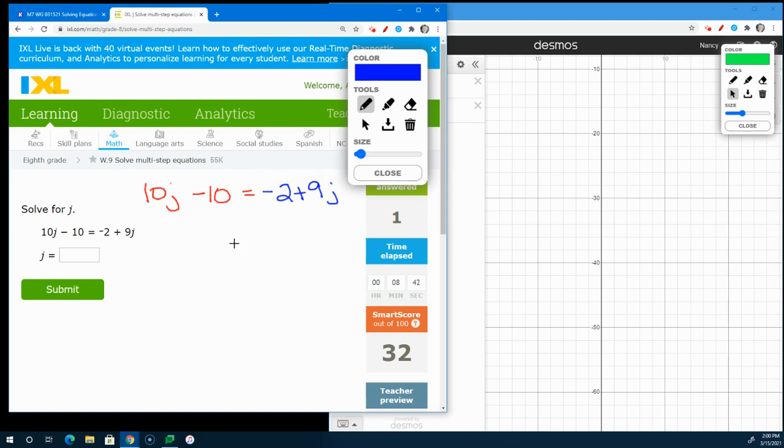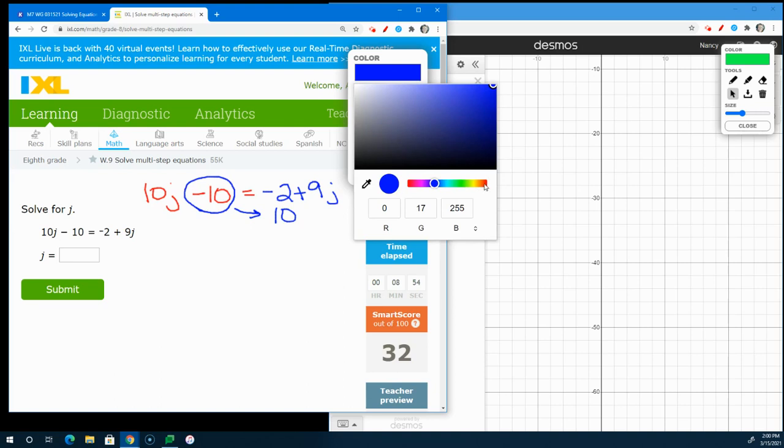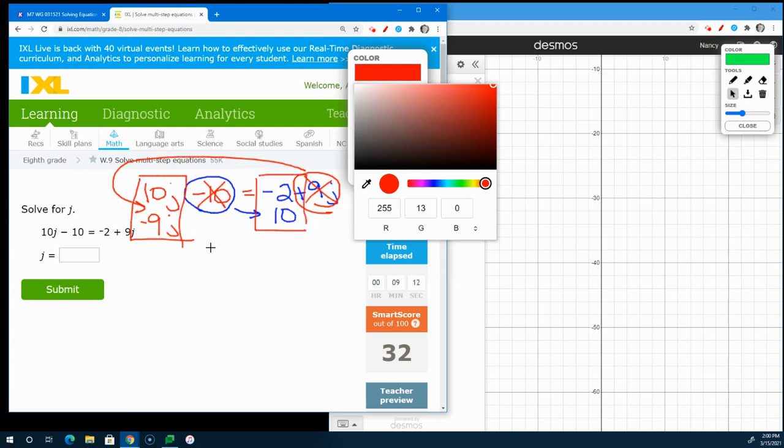I just need to circle stuff that's out of place. So I'm going to circle my negative 10 because that's a constant on the left. Move it over here. Change it to a positive 10. And I'm going to circle my 9j. It's positive 9j. Move it over here. Change it to a negative 9j. You can cross these out, remember? And then I think we drew a box around these. And then we combined them. 10 minus 9 is 1. 1j equals, that's going to be 8.